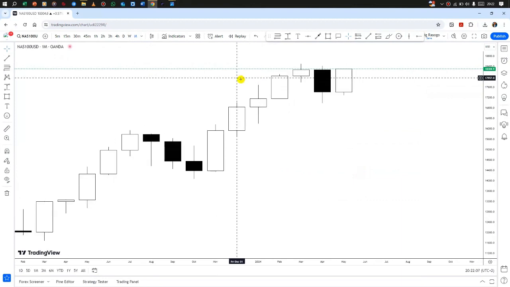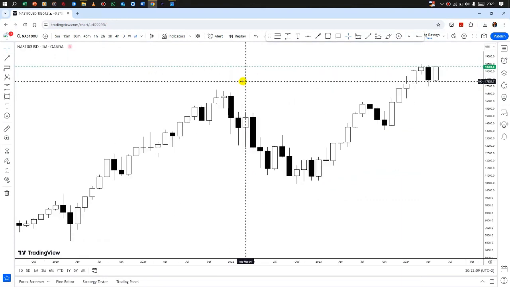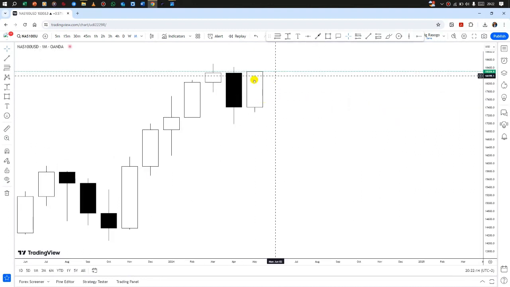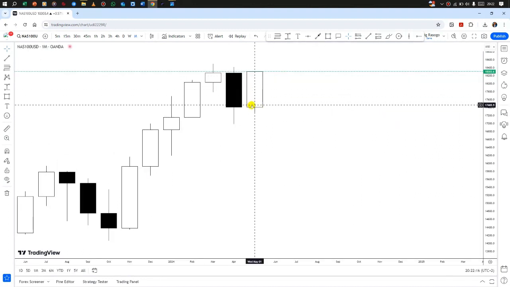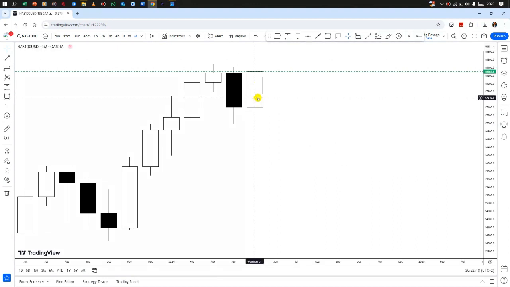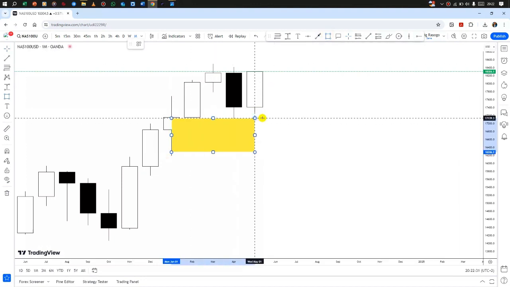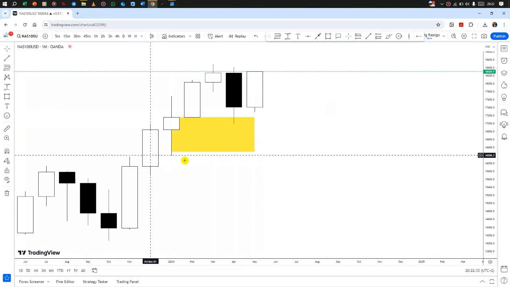Currently I'm on NAS100, which is NASDAQ. I'm on the monthly time frame, as you can see, and NASDAQ has been bullish this month. The May candle is currently bullish. So we want to know why this month's candle has been bullish, or why NASDAQ is going up. NASDAQ is going up because price is rejecting from this hidden monthly demand zone here.